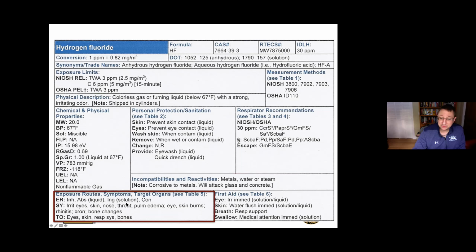Exposure routes, symptoms, and target organs. For those folks who might have been in the toxicology class that I did, if you remember back, exposure routes are how we get it into our body. A target organ is that organ in your body that the chemical loves.